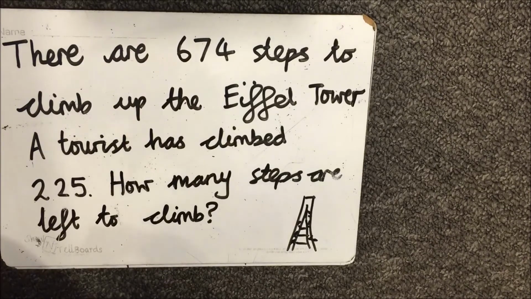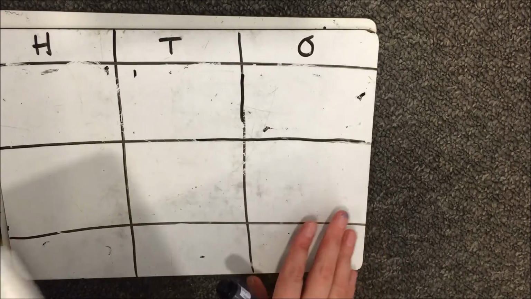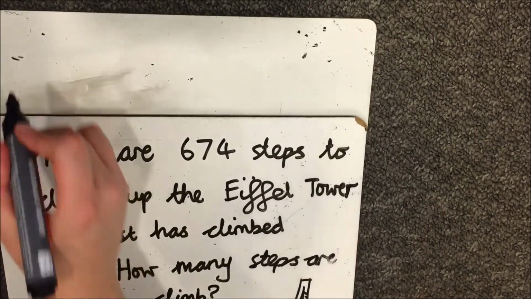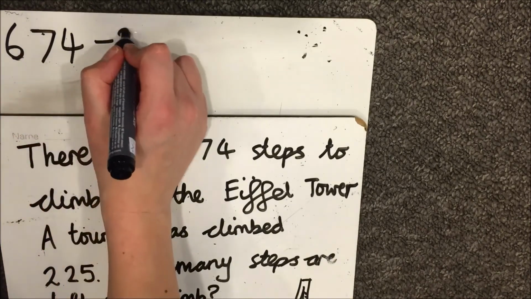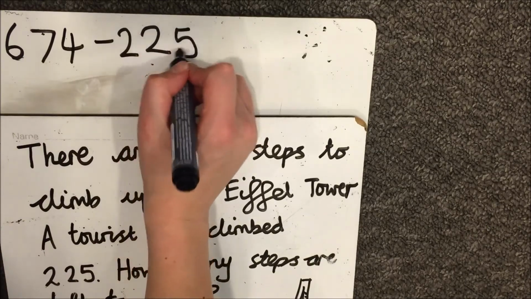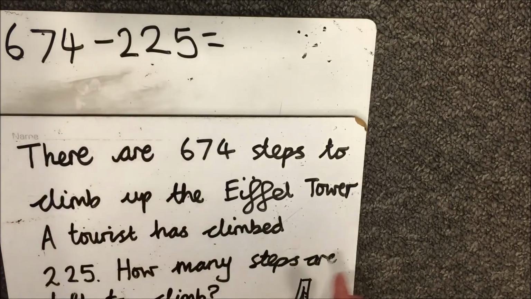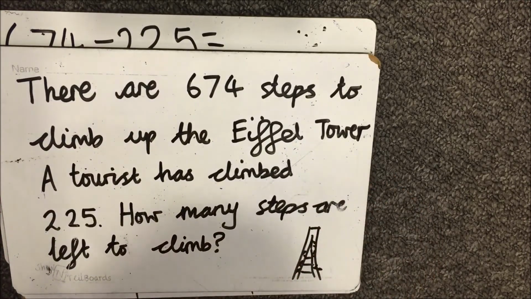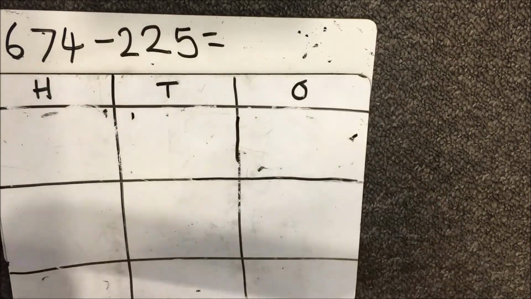What's my number sentence going to be? Pause, write down the number sentence if you can. Going to keep it up if you'd like to do that. So our number sentence is going to be, there were 674, and because I've climbed 225, I'm taking it away. So we're going to try and solve 674 take away 225. On your portfolio today, there are word problems to solve. That's a double challenge. You have to read it, work out the take away subtraction that you need to do.